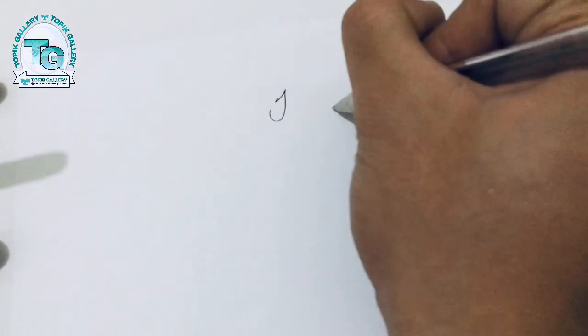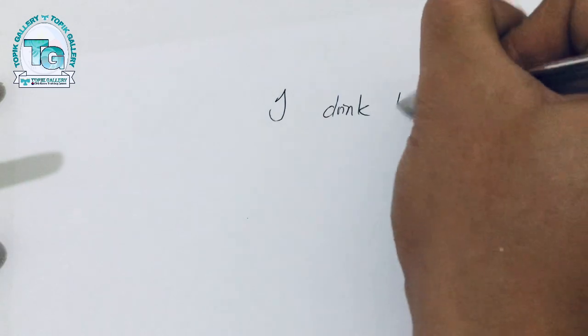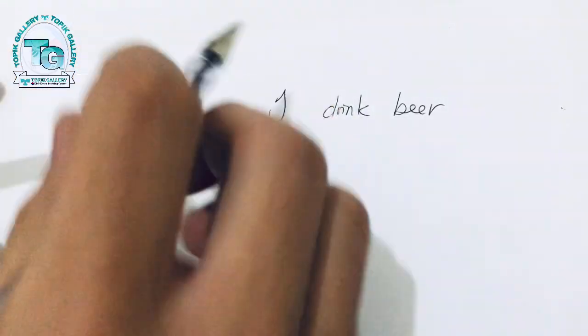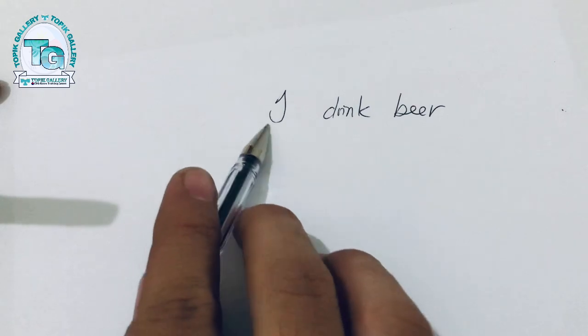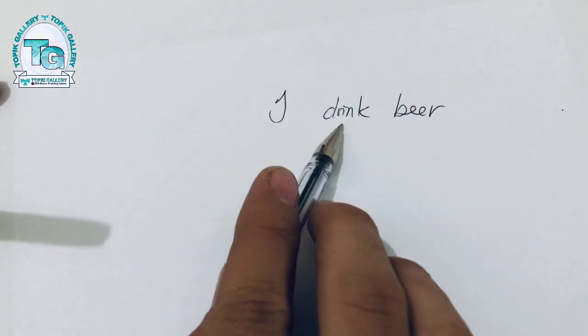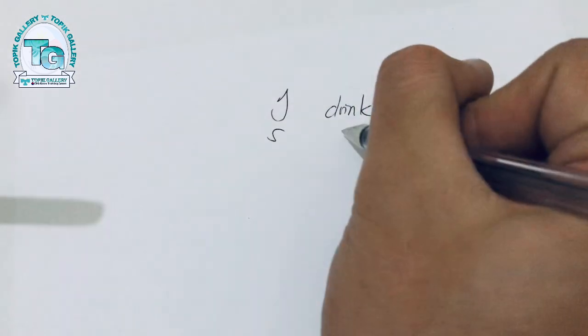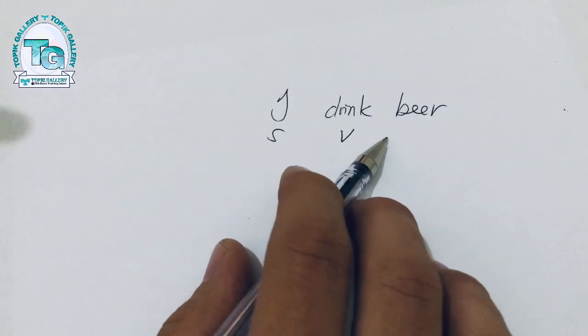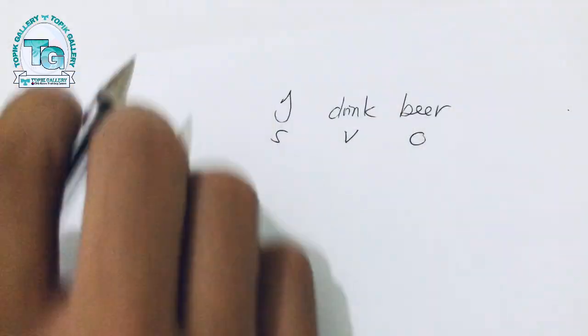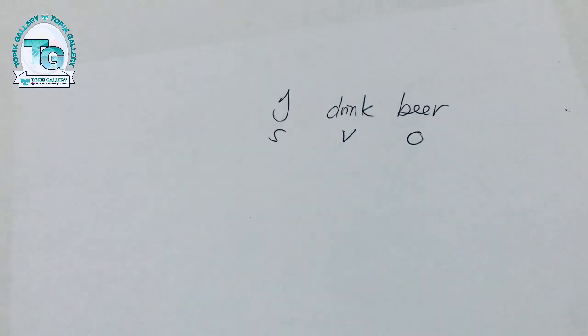So in English, guys, we say, I drink beer. So this is how we say it in English. The subject is the doer of the action, drink is the verb, and then the beer itself is the object, the receiver of the action. So that's how we say it in English.